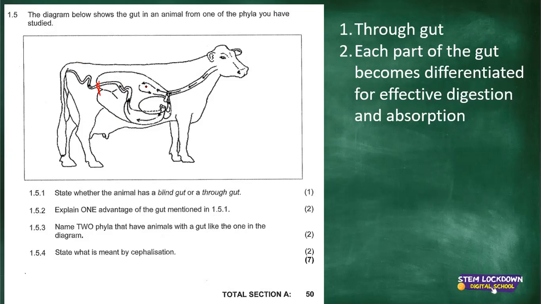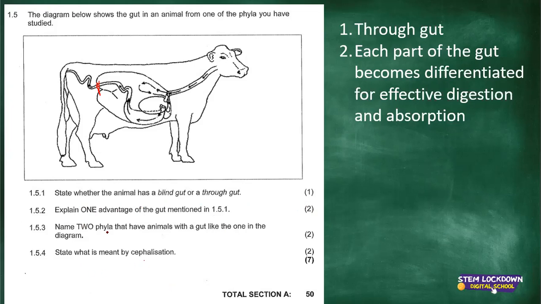But if it was a blind gut, then it would be a limited amount of time for digestion as well. And then question 3, guys, you also need to pay attention to the marker location. It really, really plays a role in your marks and how much you would get eventually. So you might say the correct answer, but if you didn't explain in detail, like now, they just want one advantage, so you can list one advantage. Sometimes they say two, and the marker location would be two. If you only list one, you'd probably get just one mark. So be careful, pay attention to those.